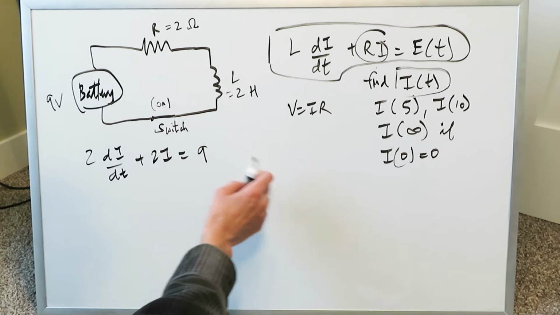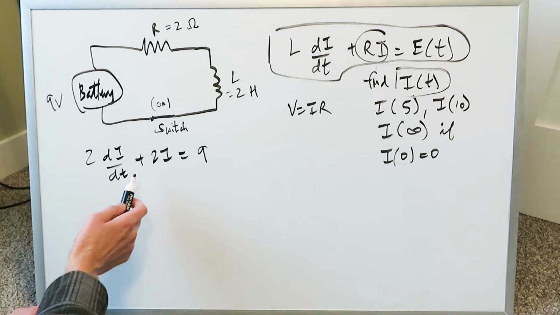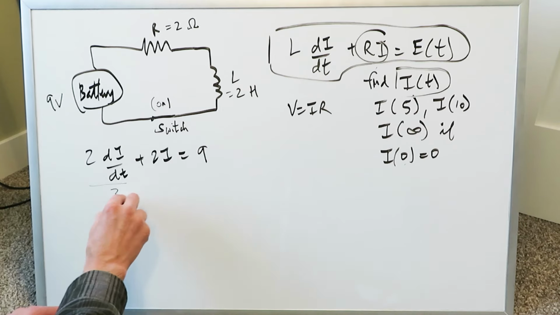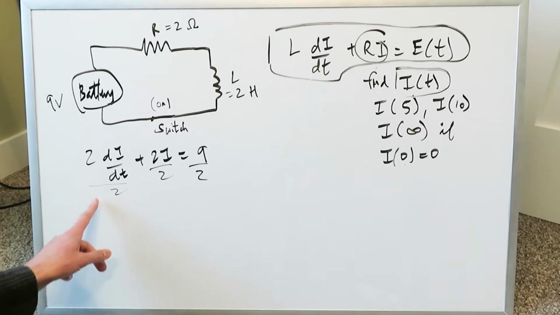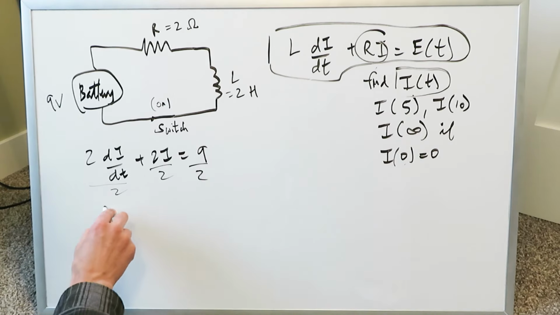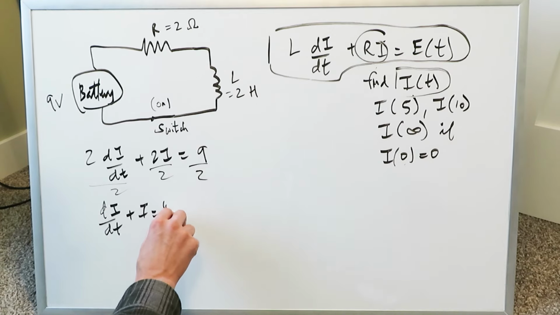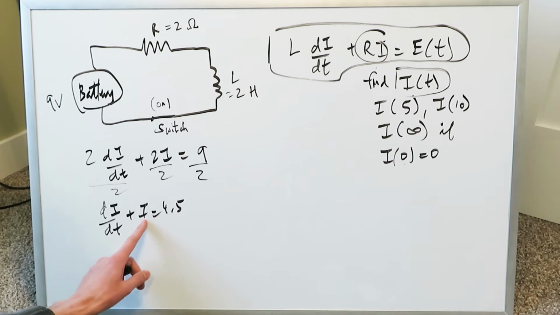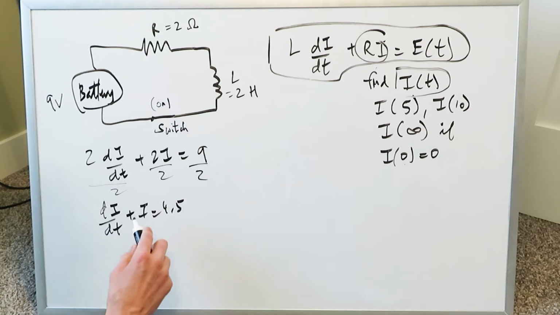The switch has been turned on. We're past that 0 second mark. Let's solve this. You know you're going to do the integrating factor technique, divide everything here by 2, and that's the way to proceed. When you do that, you bring it into the form that you're familiar with. You'll have di/dt plus i is equal to 4.5. Now you know it looks very much like dy/dx plus py is equal to q, that linear first order form. That's exactly what you have.